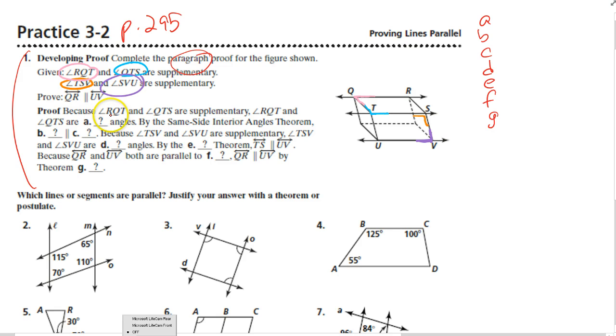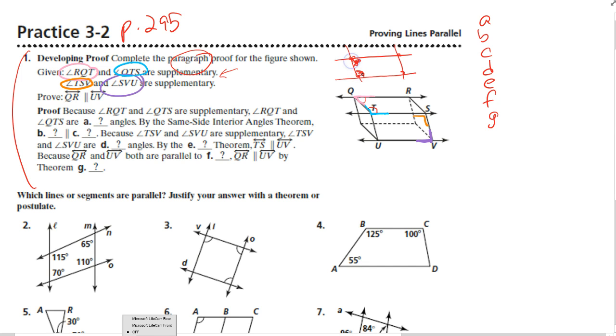So first, here we go. Because angle RQT and QTS are supplementary, that was given to us. RQT and QTS are what kind of angles? Well, wait a minute. I'm just going to reproduce the top part of this diagram. I've got Q, R, T, and S. So now I'm looking down on the top of this stick of butter. And I'm talking about this angle here and this angle here, the angle at vertex Q, and the top side angle at vertex T.